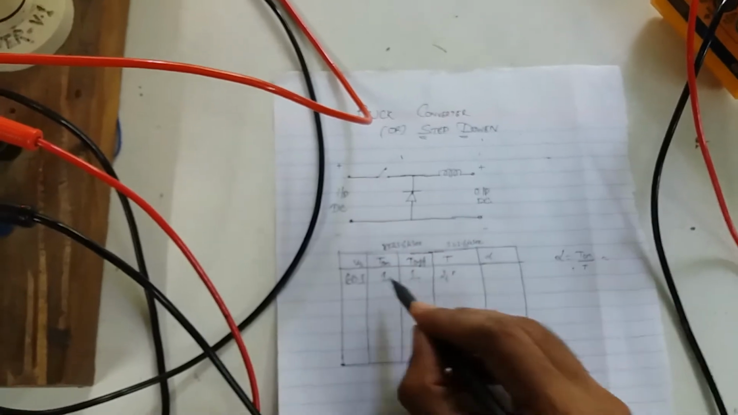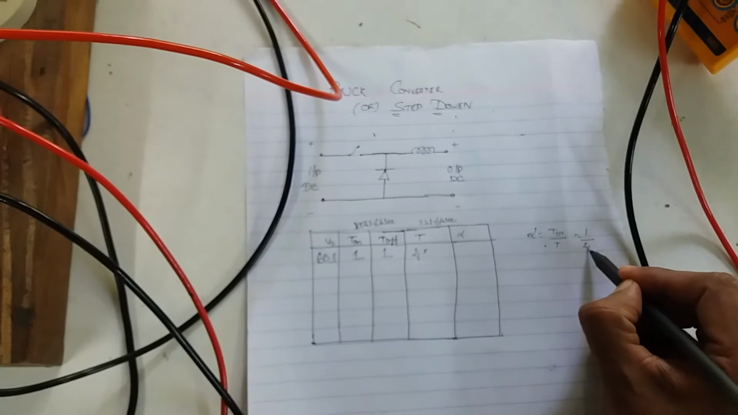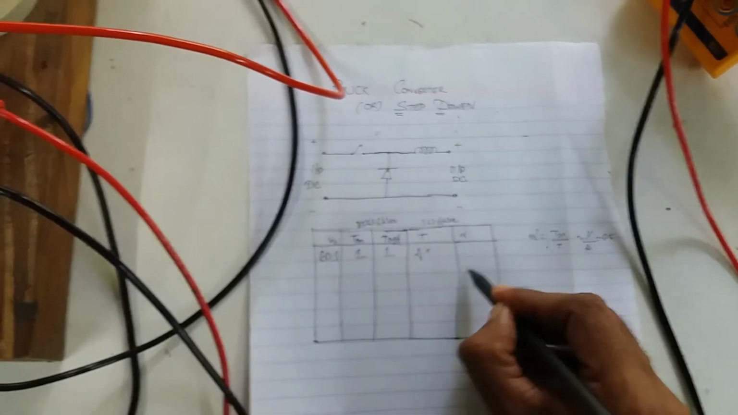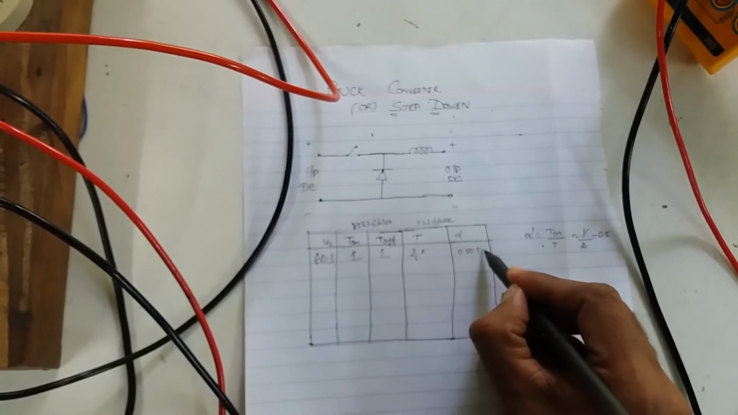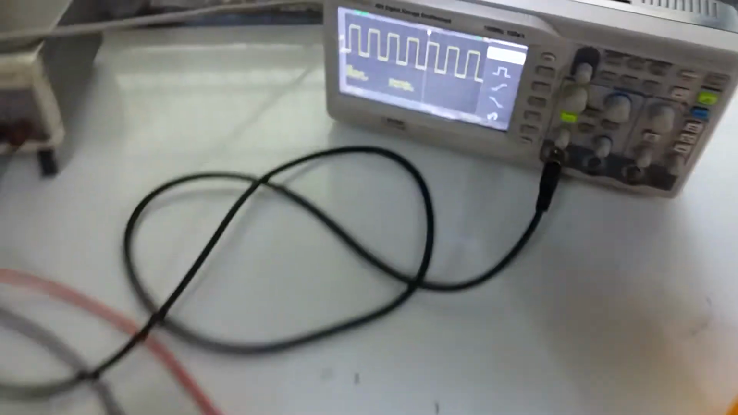Then next, for example, alpha is what? 1 divided by 2. Alpha is 1 divided by 2, which is 0.5, or you can convert it into percentage. So 50 percent, or you will write 50 percent. I am going to vary it further.